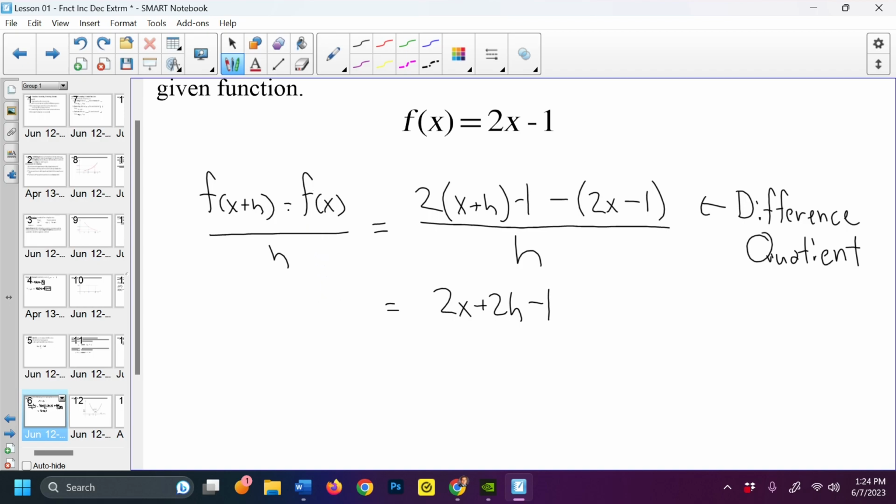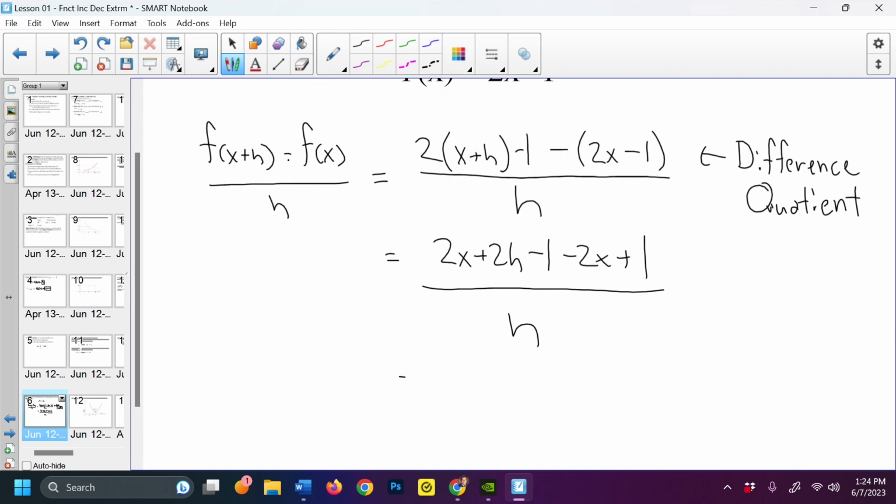So I have negative 2x, and then minus a negative becomes plus positive. So I have a 1 there. And that's going to be all over h. And you will notice very quickly that this 2x and this negative 2x cancel. This negative 1 and this positive 1 cancel. And so I end up with 2h over h. My h's cancel, and the simplification of this difference quotient is just 2.